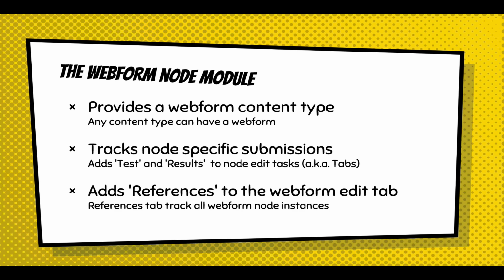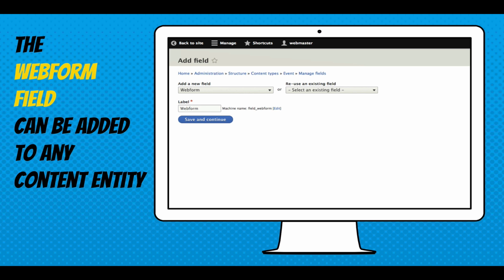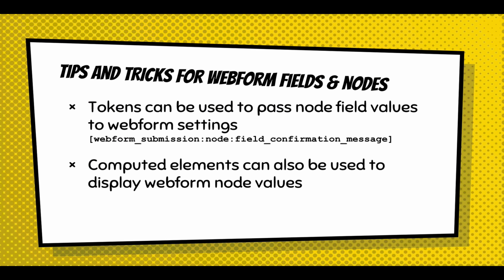It tracks node-specific submissions, so it starts tracking which node you're submitting to. When you turn this on, you get a test tab and a results tab for any node that has a web form associated with it. And there's a references tab that gets added to all your web forms to make it even easier to track all the node instances and to quickly add web form nodes to your site. And the web form field can be added to any content entity. It should almost say any content entity. That means paragraphs. Paragraphs does fully support web forms, and you can just add it into your paragraph layout.